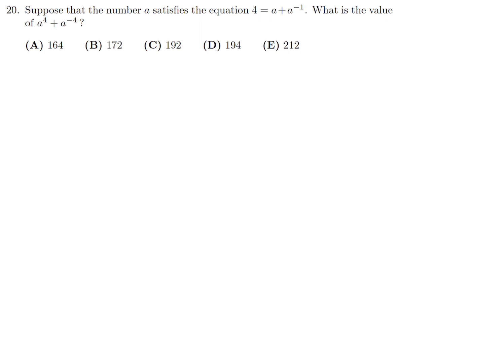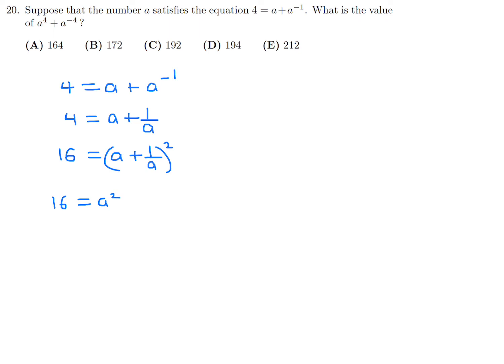First and foremost, let's just look at this guy right here, right? So that's 4 is equal to a plus a to the minus 1. And that is a plus 1 over a. Correct? So I obviously eventually have to get powers of 4. So first let's get powers of 2. Let's see what happens. So I get that by squaring both sides. If I square both sides, that will be a plus 1 over a all squared. So this is 16 is equal to a squared plus a over a, which is 1, plus 1, 2, plus 1 over a squared. Correct?